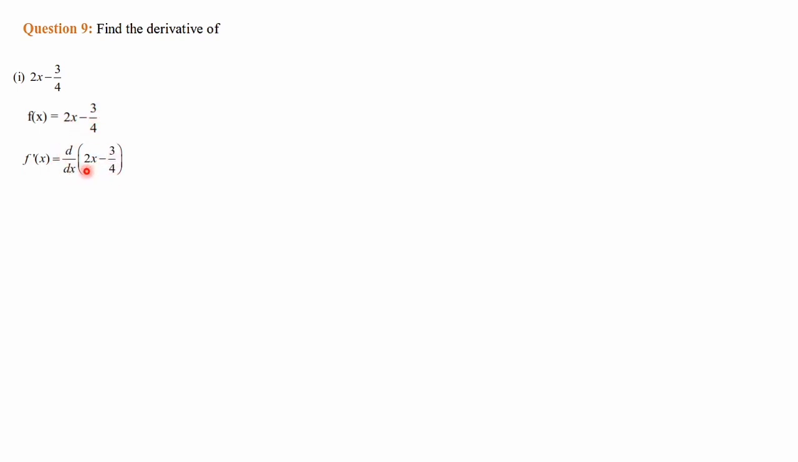By using algebra of derivatives, here 2 is a constant. That means 2 into d by dx of x minus d by dx of 3 by 4. That is what we are going to write. 2 is a constant, just keeping it outside: 2 into d by dx of x minus d by dx of 3 by 4. And here d by dx of x, we know that it is 1, and d by dx of a constant is 0. That is 2 into 1 minus 0. 2 into 1 is 2, 2 minus 0 is 2 itself.